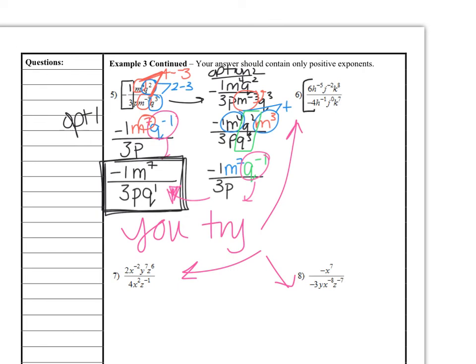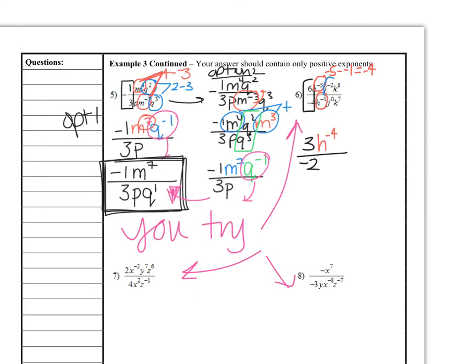So in this first one we have 6 over negative 4. So that can be reduced to 3 over negative 2. And remember that you can do this in different ways. You can drop exponents or you can just straight divide first. So we have h to the negative 5th and h to the negative 1st. So negative 5 minus negative 1 gives us negative 4. h to the negative fourth.